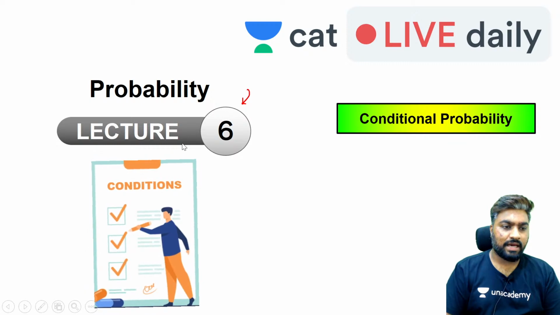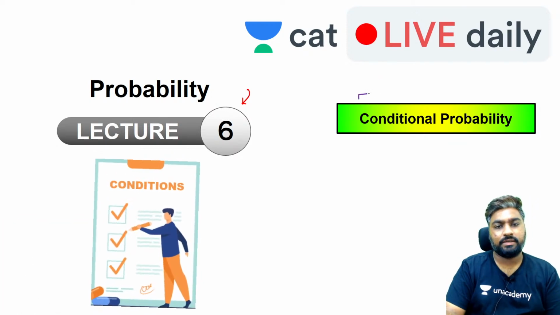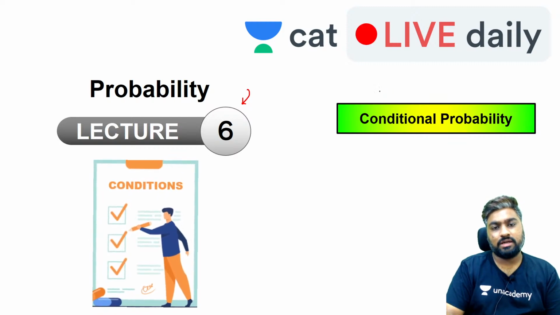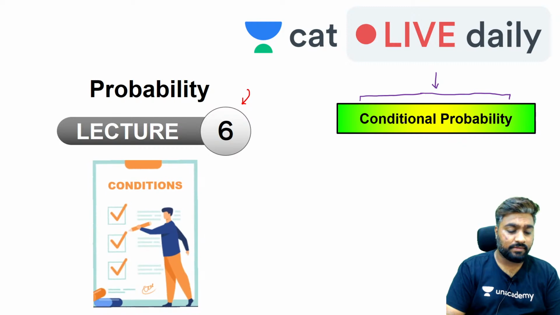Today we are going to look at a different concept of probability called conditional probability. This is something that you would have learnt in your school, or at least this was a part of your syllabus in school, but most of you do not know it, or most of you don't remember it.